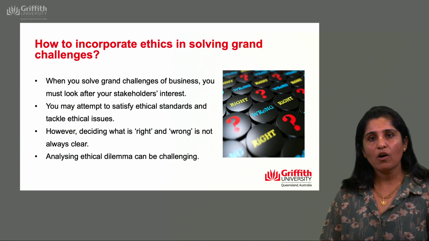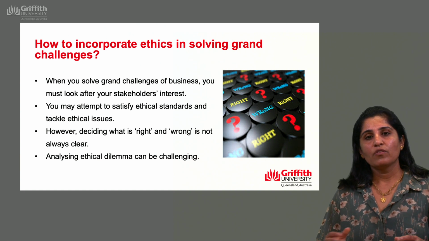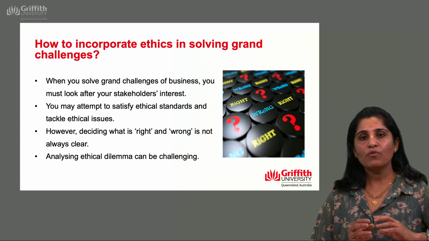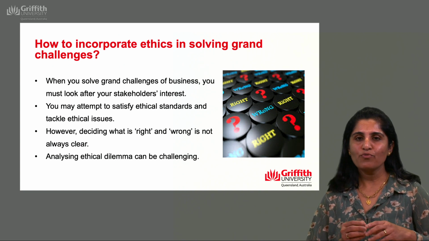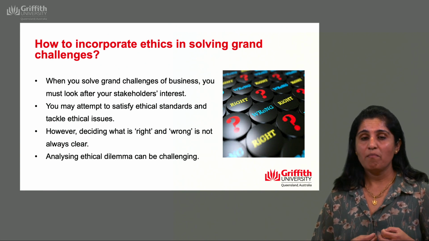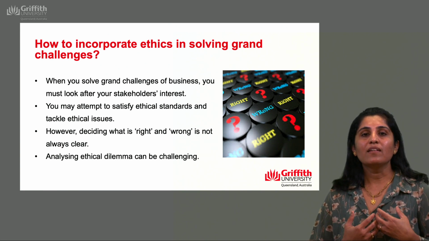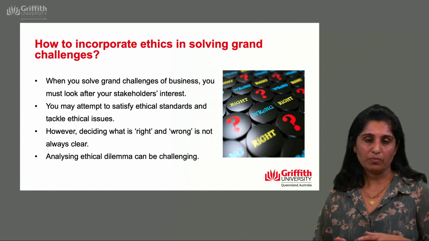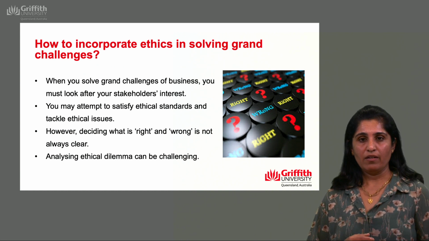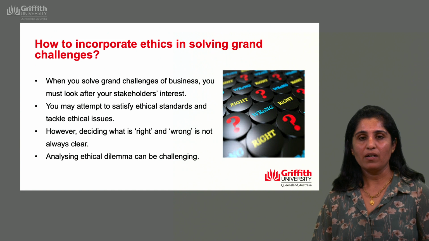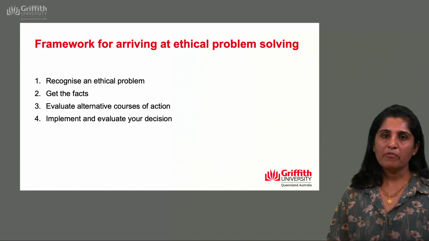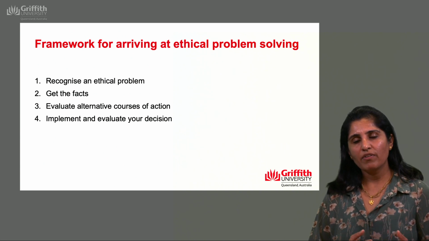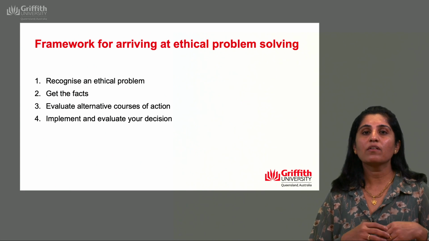Now the question is, how can we do that, right? So the idea is that when you face an ethical issue, you need to think about right or wrong, and you have to choose the right path. But the problem is, many a time, we face ethical dilemmas and it's quite complex, quite challenging to decide what is right and what is wrong. So there should be some way to figure out this ethical dilemma. We have got a framework which may help us arrive at ethical problem solving. Now it may not come up with an answer, but it will just guide you.